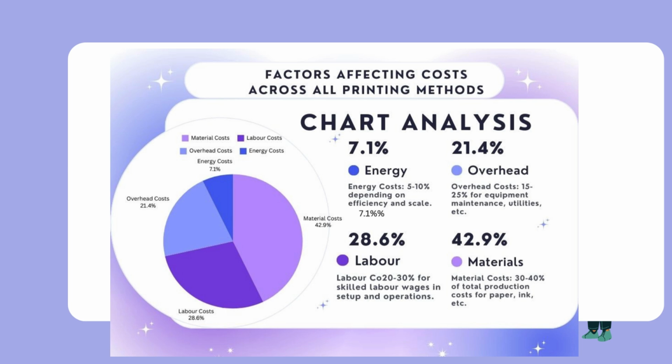Labor costs generally make up about 20 to 30% of the total cost. This covers wages for skilled labor involved in setup, operation, and finishing processes. Overhead costs often represent 15 to 25% of the total cost. These include equipment maintenance, utilities, rent, and other operational expenses. Energy costs usually comprise around 5 to 10% of the total production cost, depending on the energy efficiency of the equipment and the scale of operations.